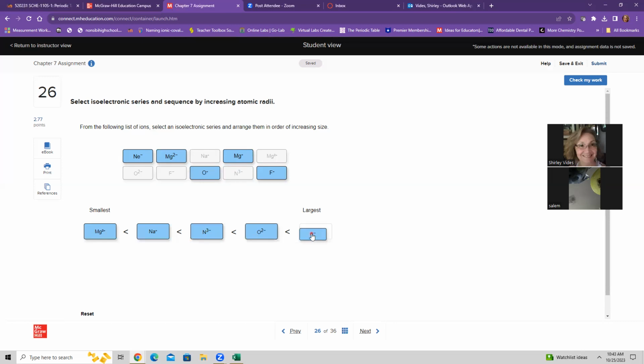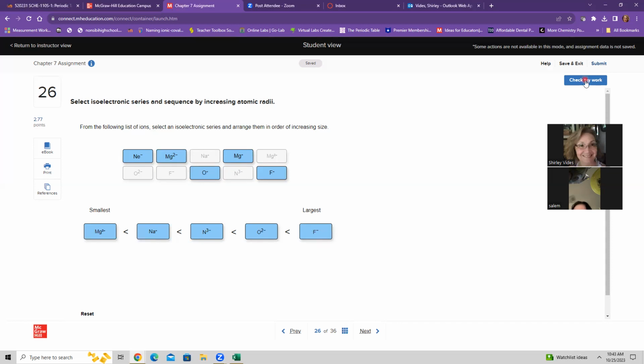Because they all look like neon now, see? 12 minus 2 is 10, right? 11 minus 1 is 10. 7 plus 3 is 10. Sorry, I lost my way. 8 plus 2 is 10, and 9 plus 1 is also 10. See, that's what they wanted.